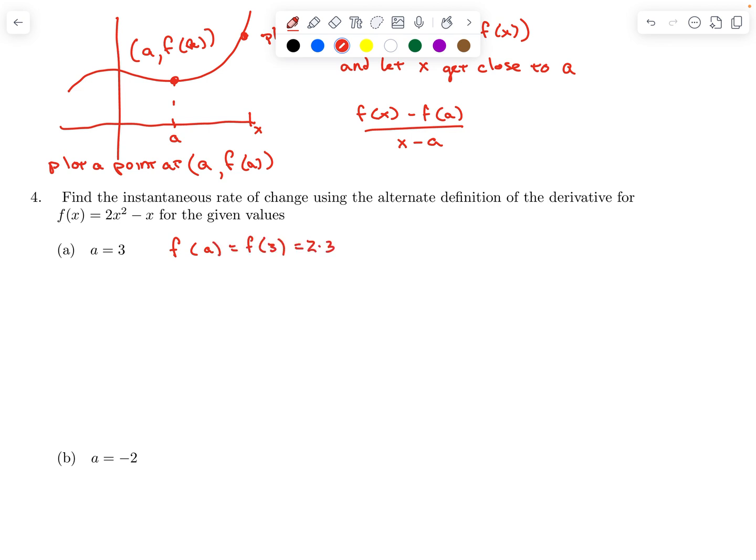because it's the same question. All right, so f of x is 2x squared minus x, and f of a was 15, and a was 3. Okay, whoops, limit.